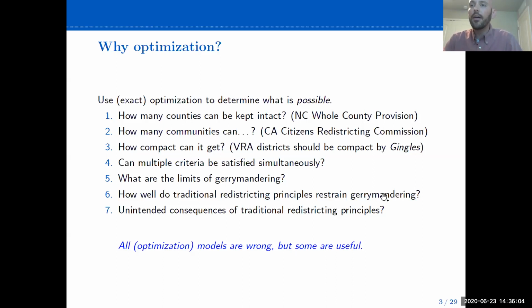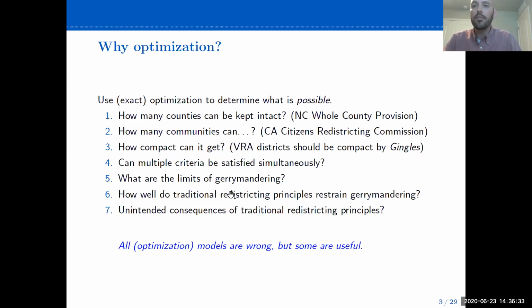There are other optimization problems that you could come up with that may be insightful. Perhaps you'd like to know how many communities could be kept intact. This is of importance for the Citizens Redistricting Commission in California, where one of the criteria they're tasked with satisfying is to try to keep as many communities of interest intact as possible.